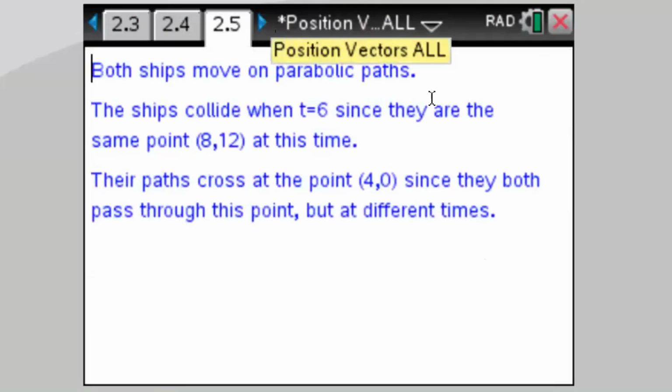So, summary here. Both ships move on parabolic paths. The ships collide when t equals 6, since they're at the same point. That's the point x equals 8 and y equals 12 at this time. But their paths cross at the point x equals 4, y equals 0, since they both pass through this point but at different times.